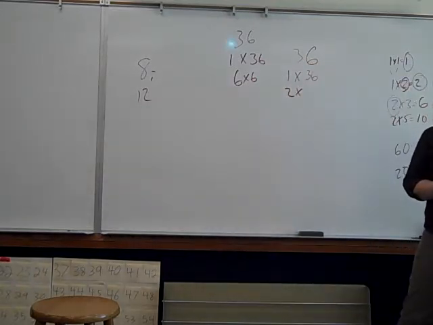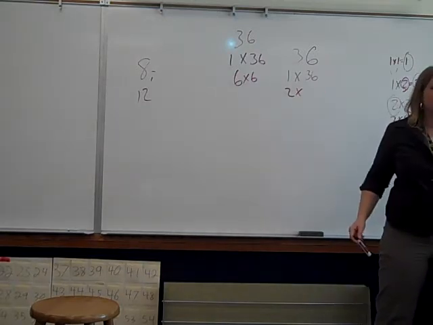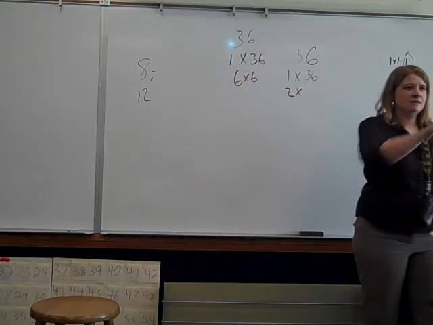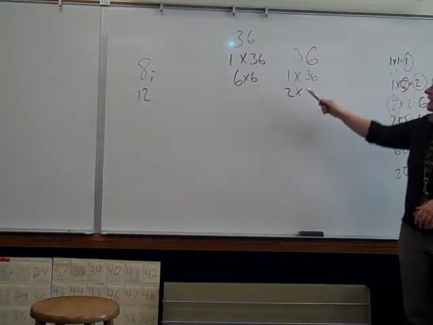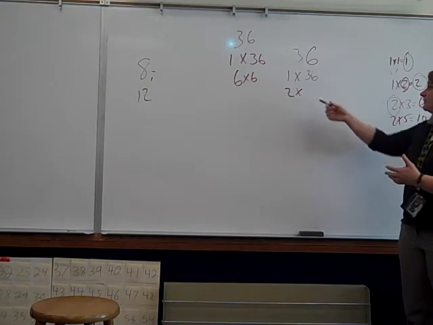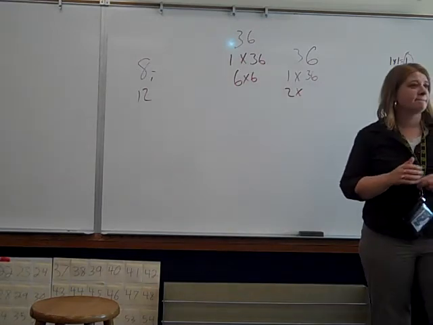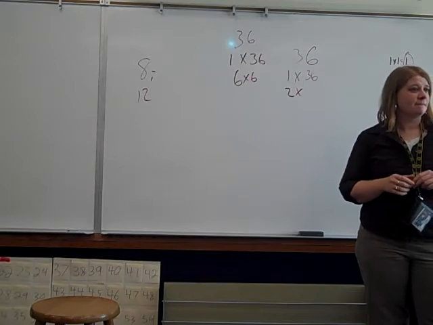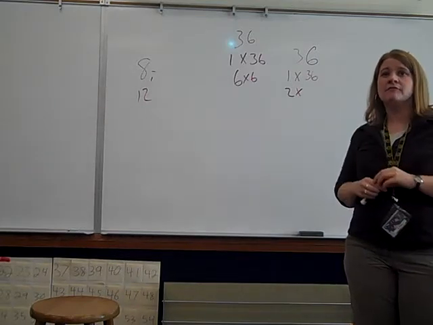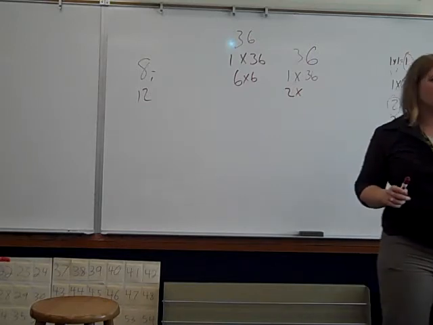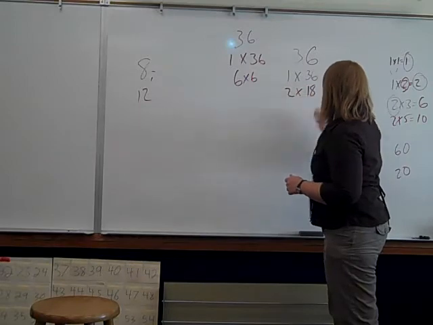How could I figure that out if I don't know all of my 2 times tables up to infinity? You can do 36 divided by 2. We could do 36 divided by 2, and that is going to give us what that other factor is, right? 18. Okay, 2 and 18.